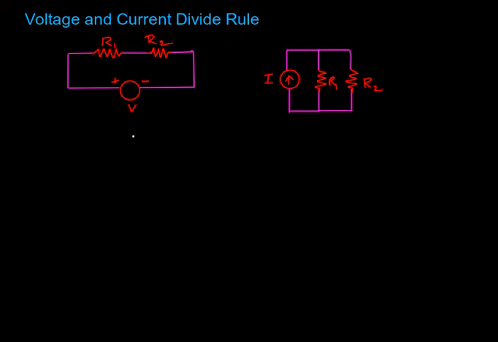In network theorems, there are two important rules. One is the voltage divide rule and another is the current divide rule. Many people get confused over here about how and when we have to use the voltage divide rule, and when we have to use the current divide rule.